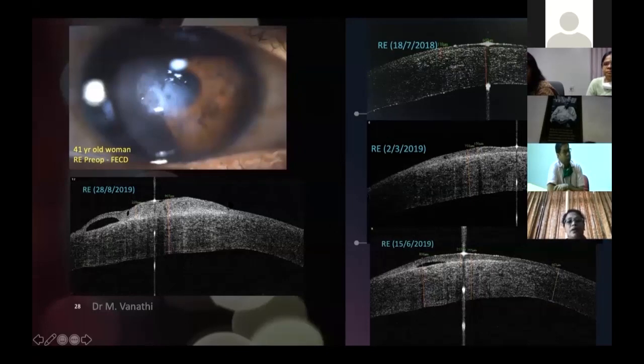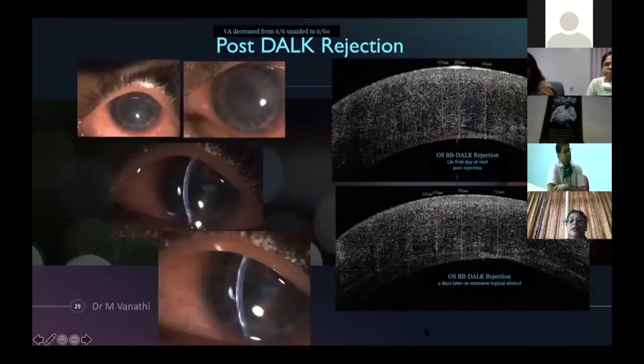It shows how from an asymptomatic stage, as the patient got severe, she went on into a bullous keratopathy before she agreed to go in for a DSEK procedure here.